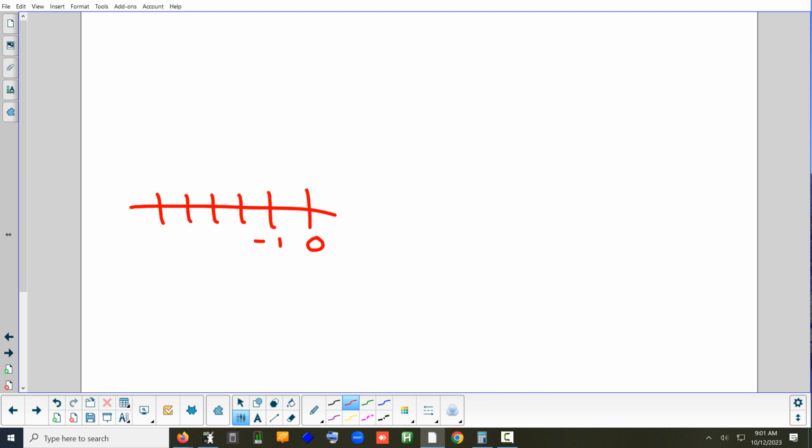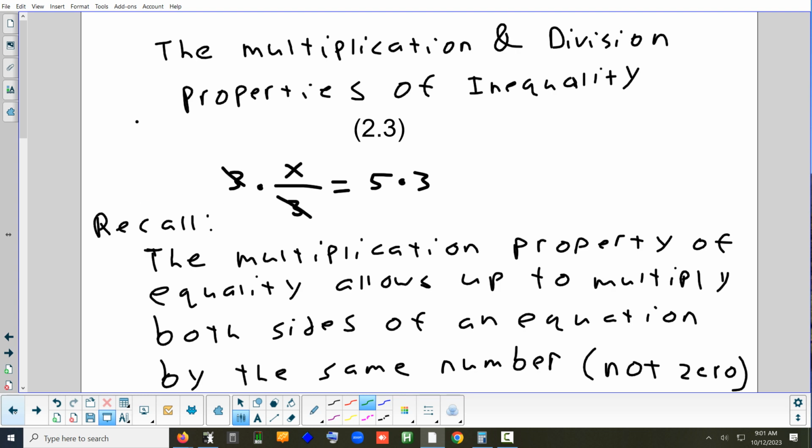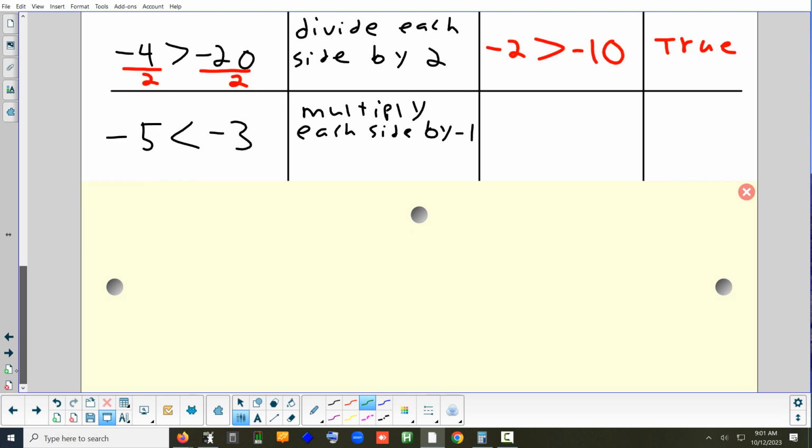Here's 0. Oh, that's positive. So here's negative 5, and then here's negative 3. Is negative 5 less than negative 3? Oh, that was positive 5, yeah. Yeah, negative 5, because it's to the left. So negative 5 is definitely less than negative 3. So that is true. Does everyone agree with that?